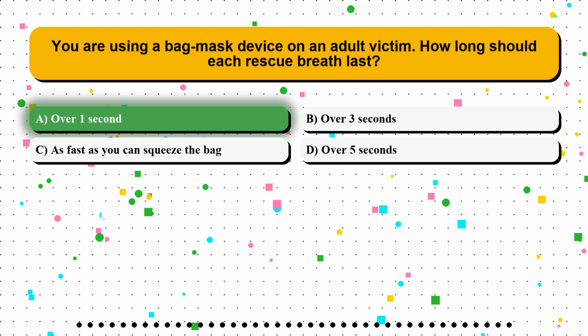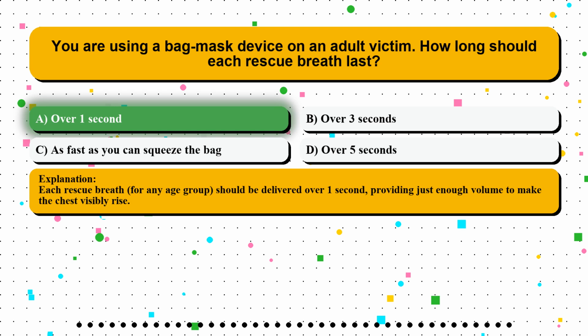The correct answer is option A, over 1 second. Each rescue breath, for any age group, should be delivered over 1 second, providing just enough volume to make the chest visibly rise.